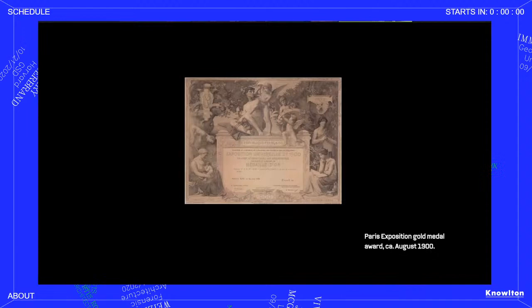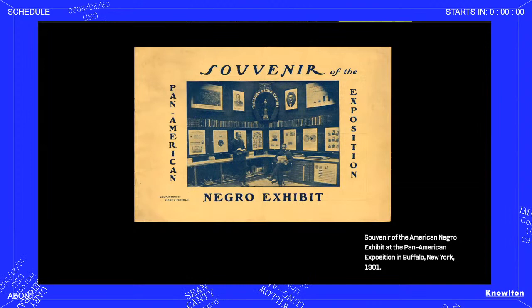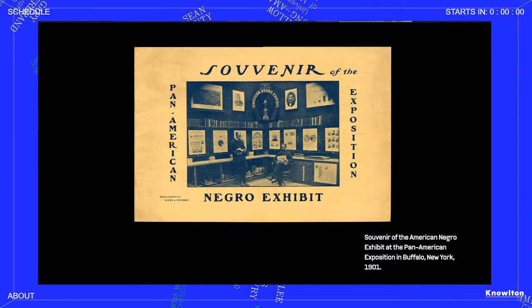Here's Du Bois's gold prize. And then the exhibition had a second life where it toured around the United States, mainly funded by Black women's societies. This is a souvenir from the American Negro Exhibition at the Pan American Exposition in Buffalo in 1901. And in the photo, you can see that the exhibition had this modularity, so it's reconfigured to fit the space, even though it has the same elements.